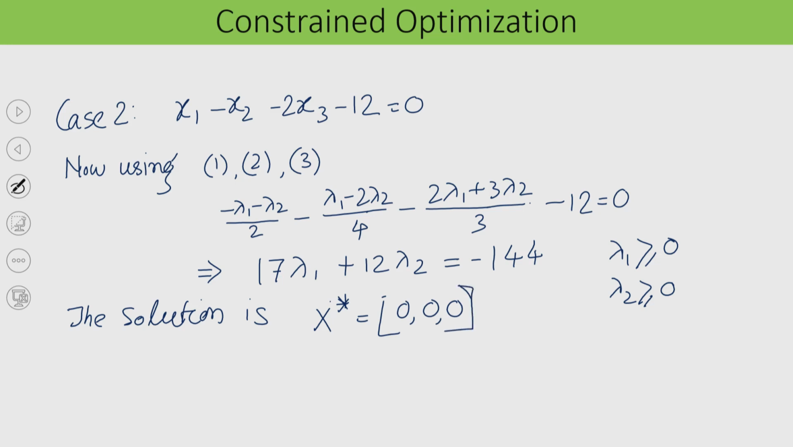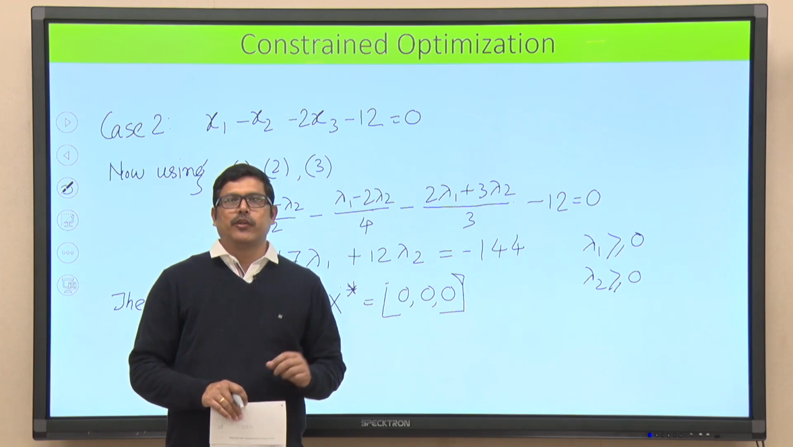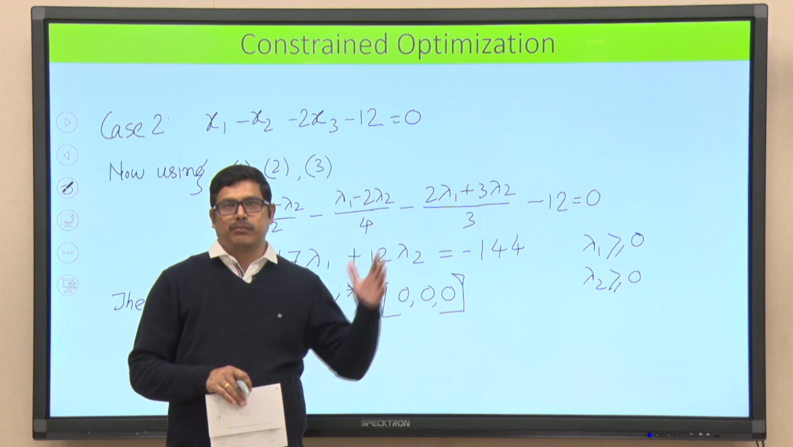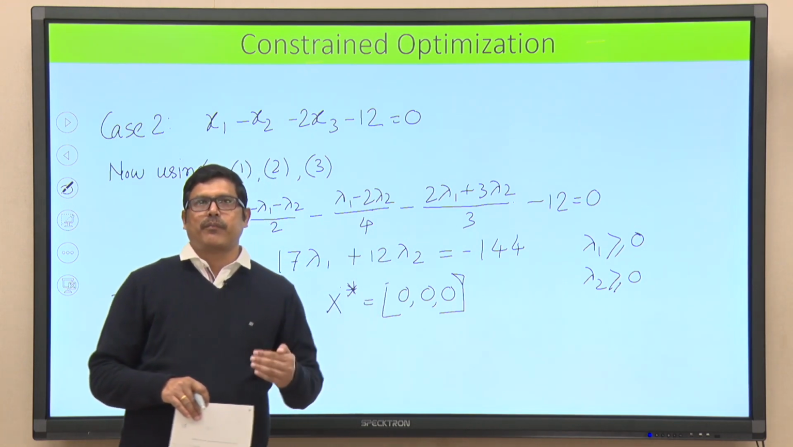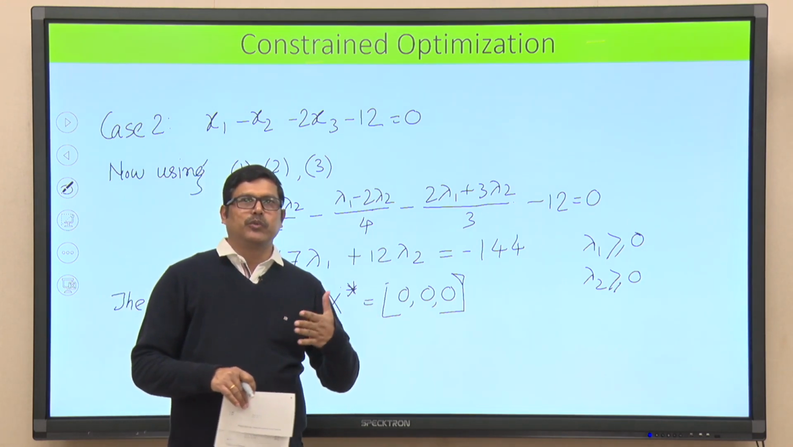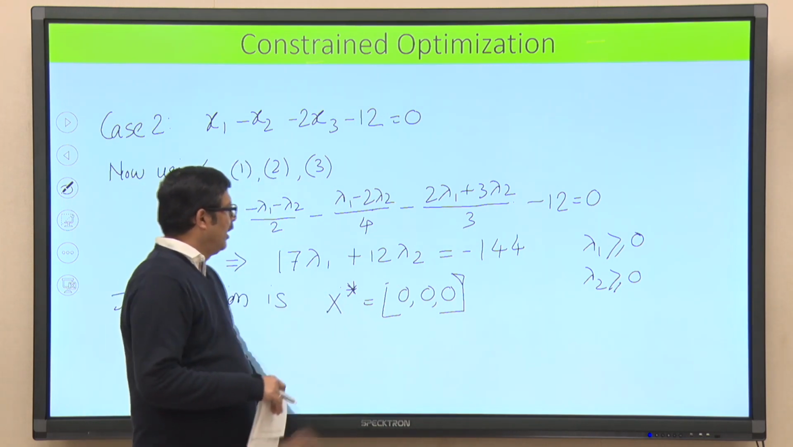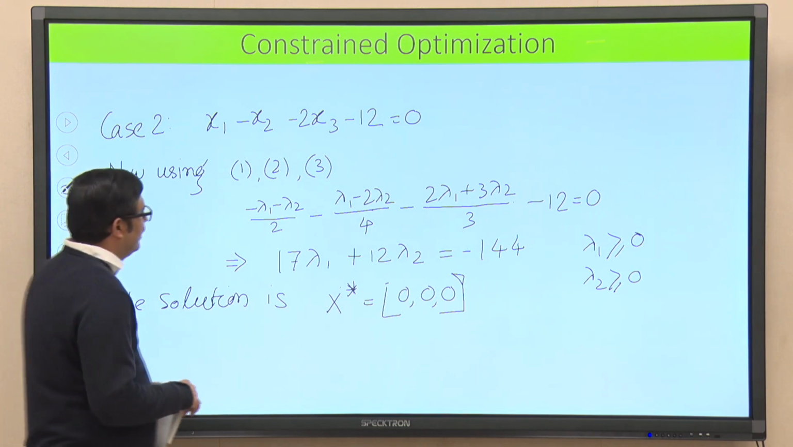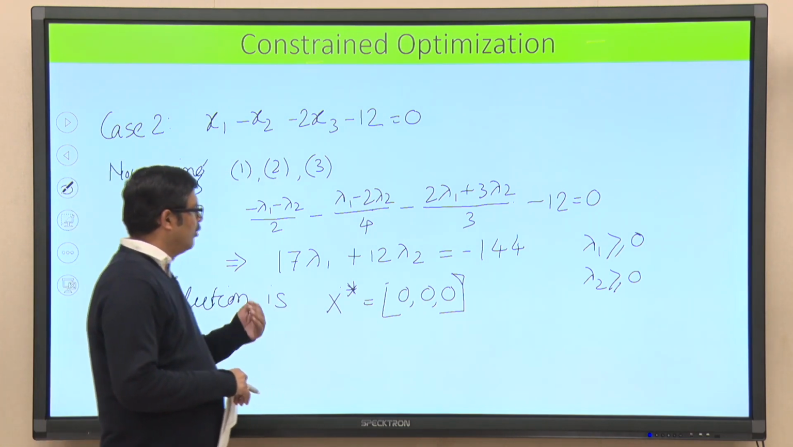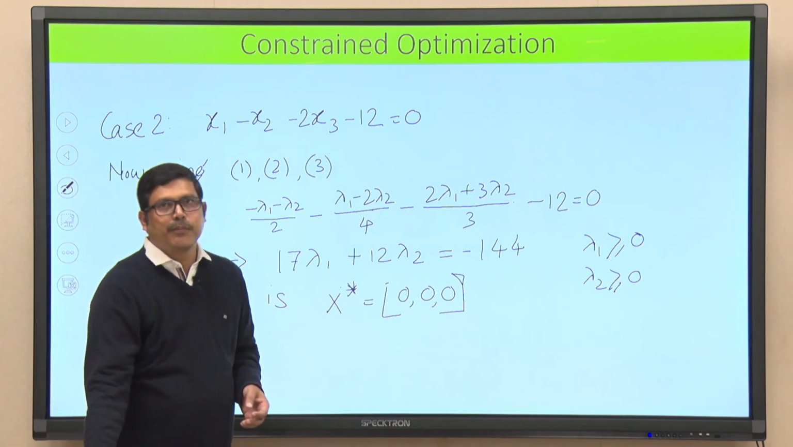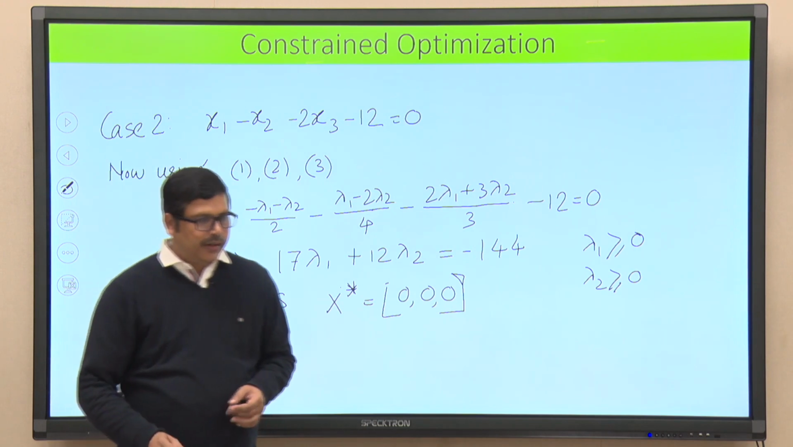Okay. So, this is the solution of this particular problem, and this solution x 1 equal to 0, x 2 equal to 0 and x 3 equal to 0 is satisfying all your Kuntakar conditions, including that lambda 1 and lambda 2 are greater than 0. So, therefore, this is the possible solution, and the solution of this particular problem is x 1 equal to 0, x 2 equal to 0 and x 3 equal to 0. Okay. So, let us stop here.